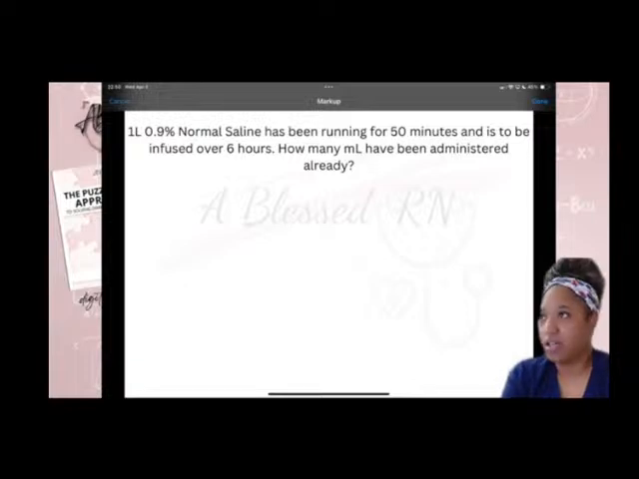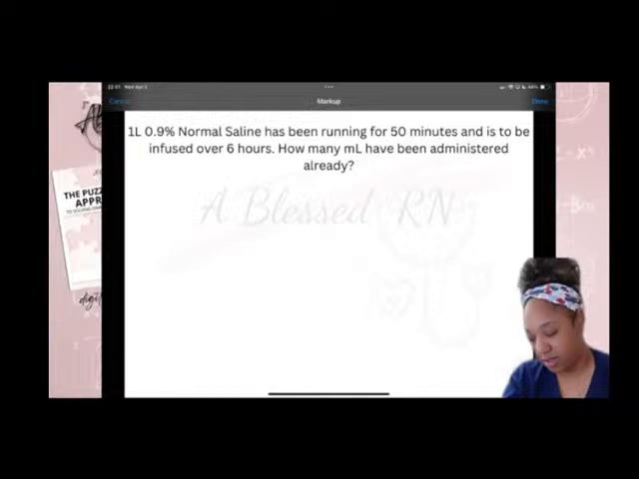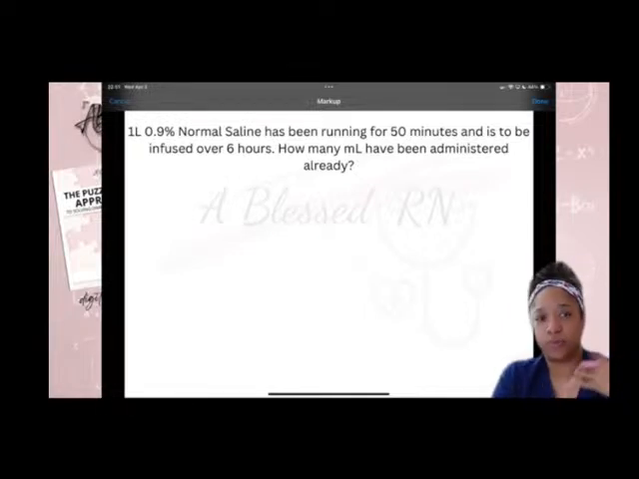One running for 50 minutes and is to be infused over 6 hours. How many milliliters have been administered already? Okay. So what is this asking for me to solve? Because a lot of people are like, oh, what is this asking me? Well, what is this asking for me to solve for?